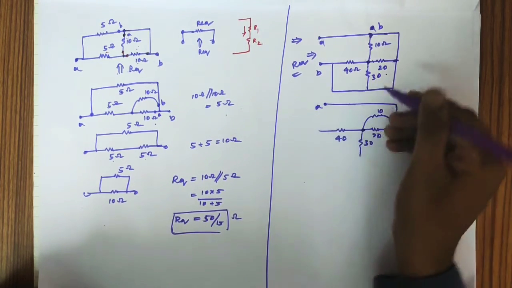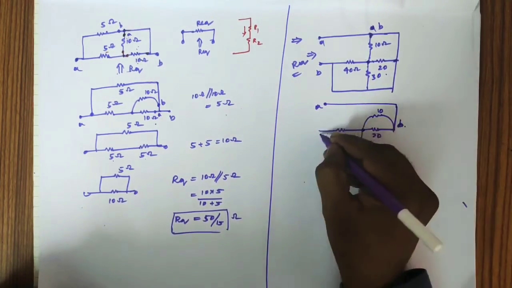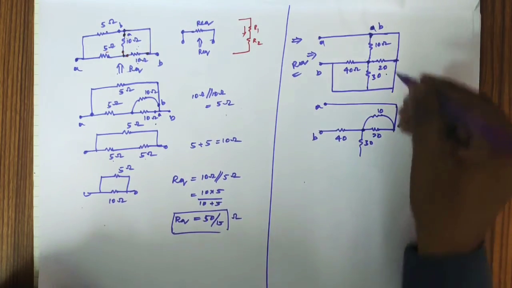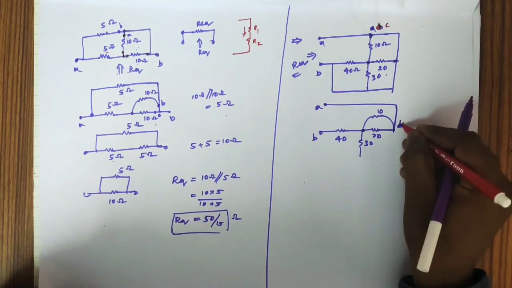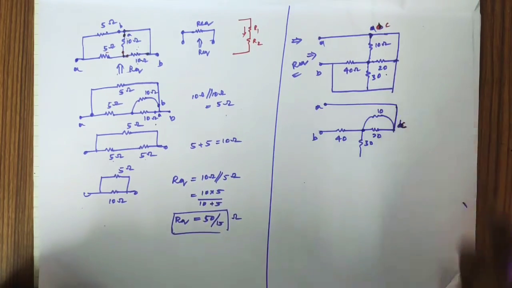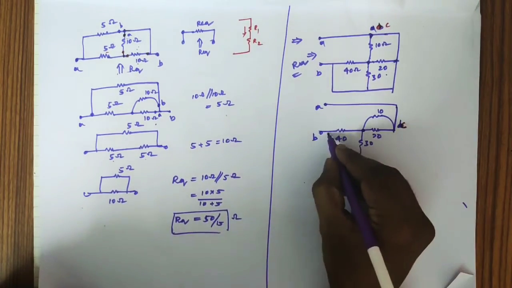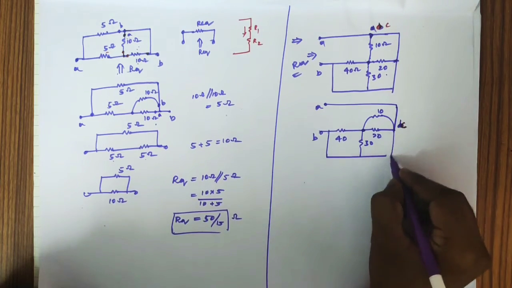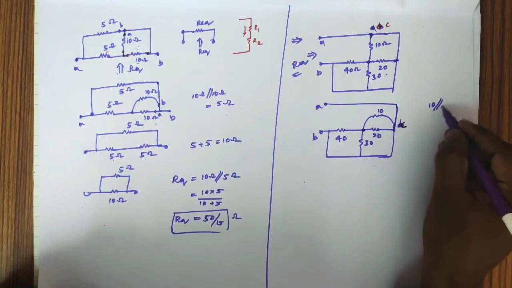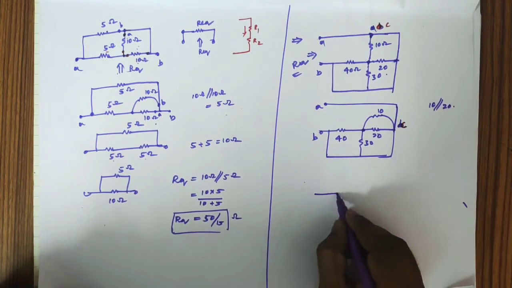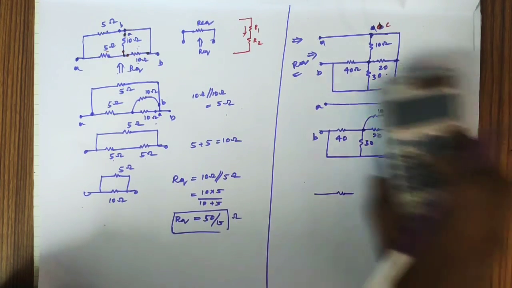So we are having A, this is B, and now B. Okay, so sorry, we'll keep this C. So C and A are equal, and we draw again the circuit. Now these two elements are in parallel. So 10 ohm in parallel with 20 ohm. So what is the value of that?